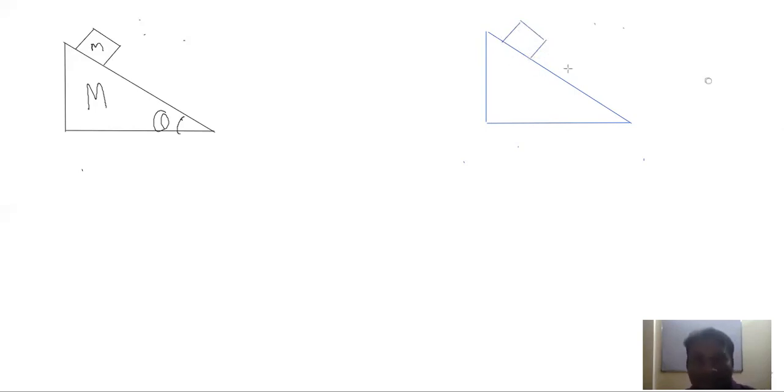Now, as this block moves down, there will be a push on the wedge in backward direction. So what will happen? So due to this, the wedge will move in backward direction. I am showing the new position of the wedge in red color, like this. And the block would have moved down by some distance, let us say y. So let me again show the distance. Center to center distance is y.